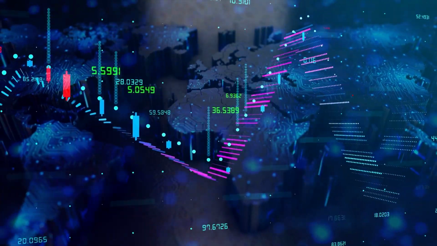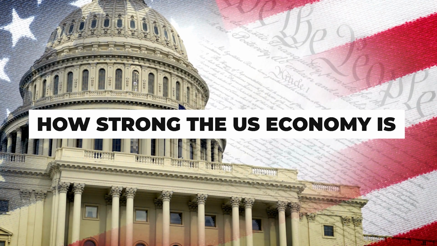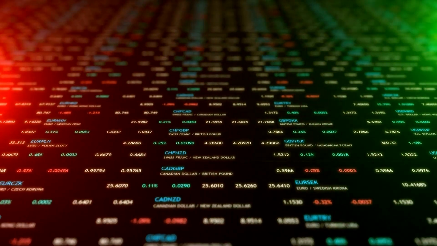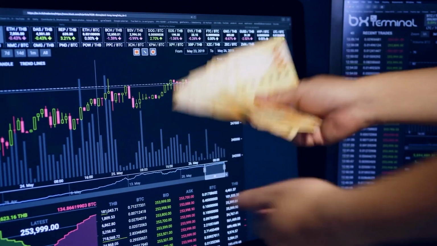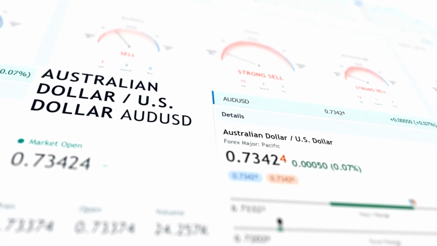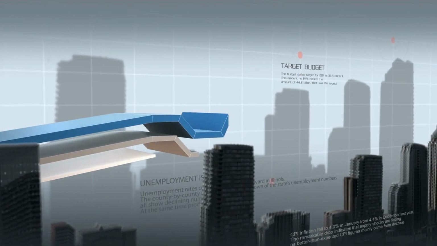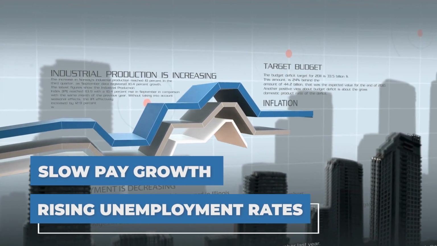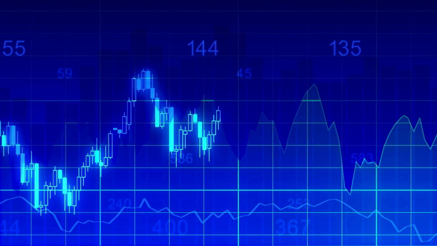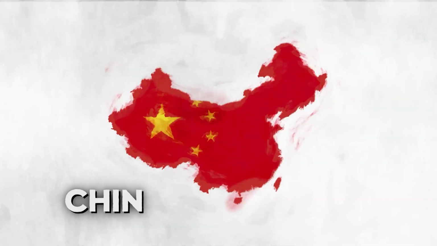So, coming back to the topic, the very first thing that makes a difference is how strong the US economy is. Because the US Federal Reserve might decide to raise its important interest rates, investors are moving their money from Australia to the US dollar. At the same time, the Reserve Bank of Australia decided to keep its rates the same. This decision was largely based on economic data, such as slow pay growth and rising unemployment rates. The current situation in Australia and the possible rise in interest rates in the US makes investors less interested in Australia.